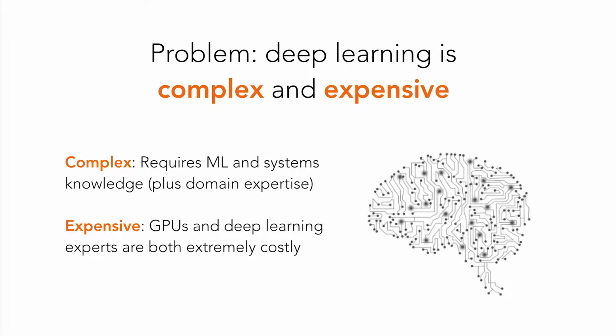But there's a bunch of problems with actually using deep learning in practice, and two of the core problems are that it's complex and expensive to actually get deep learning applications off the ground. So in terms of things being complex, in order to actually get deep learning to work, you have to be an expert in a variety of things. You have to know about deep learning and machine learning. You have to understand underlying parallel and distributed systems. And of course, you also have to understand the data and the domain that you're working with.